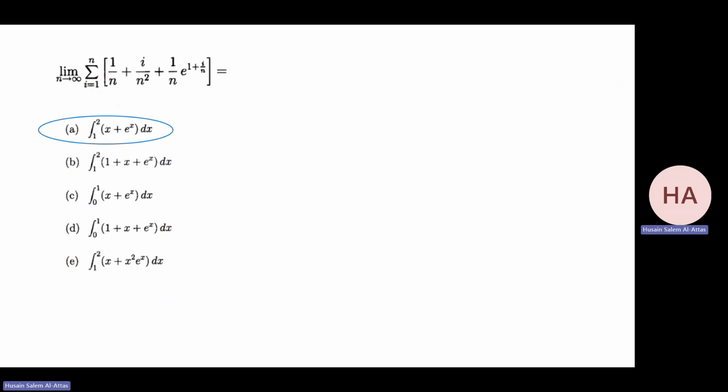Okay. Now I need to rewrite this as an integral. I think the starting point is this one. Always I have e to the power x. It means this is my xi. So xi is 1 plus i over n. And I notice another thing. I don't have a product here, but I can take 1 over n as a common factor, and the remaining will be 1 plus i over n, which is xi. Again, plus e to the 1 plus i over n.